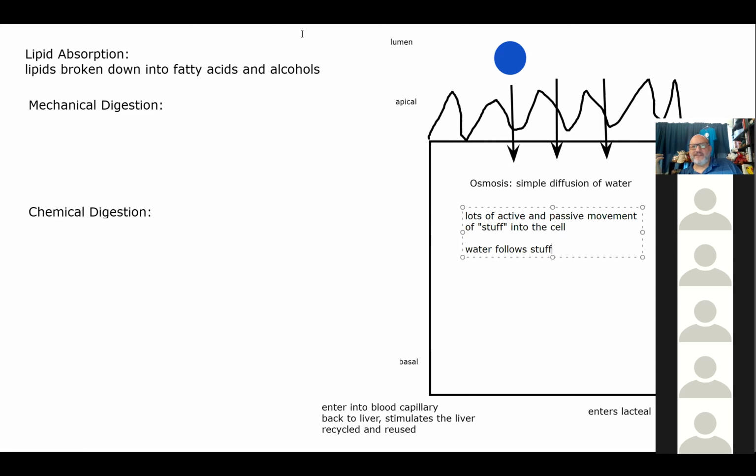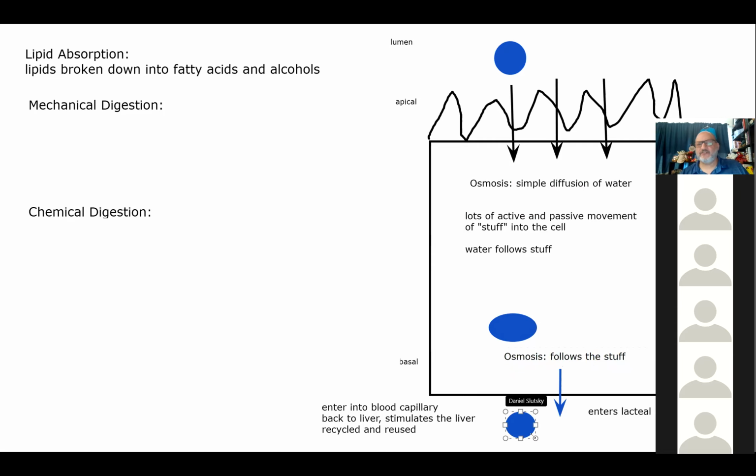Of course, once that water gets in the cell, it needs to get out of the cell. And as we just talked about, there's plenty of movement of materials outside the cell. Water is going to follow that. And once again, it's going to leave via osmosis. Follows the stuff. So notice getting the water into and out of the cell is a really simple process.